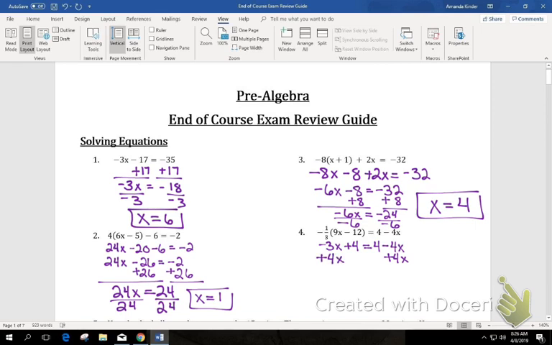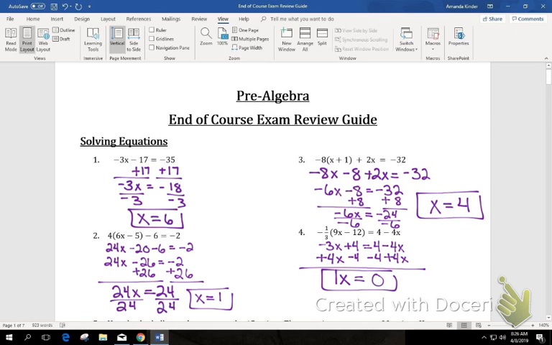Okay? So if I moved my x to the left side, what's going to happen to my number? I move my number to the right. So I get 1x, and then I subtract 4. And what's 4 minus 4? 0. Okay? So we need to talk about a couple things.